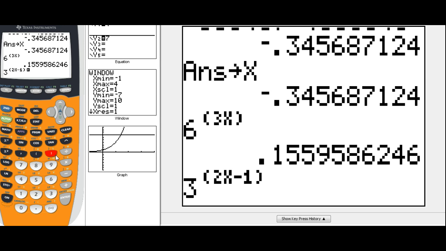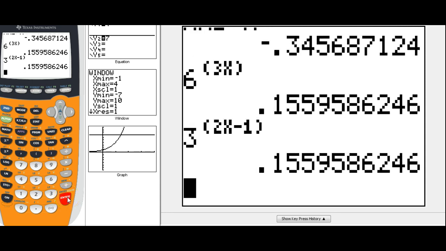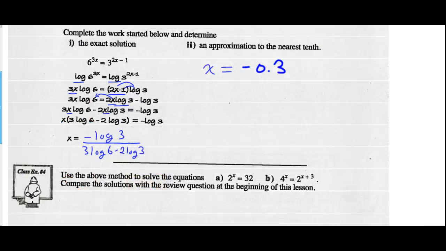All right, so if we've got the right answer, this should be the same value as 6 to the 3x, or 0.155958626. And yes, it is. We know we've got this answer correct. Beautiful. I've done a check on my calculator. Pretty quick way to do it.